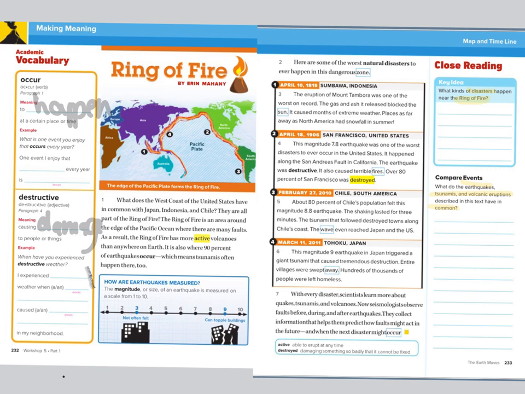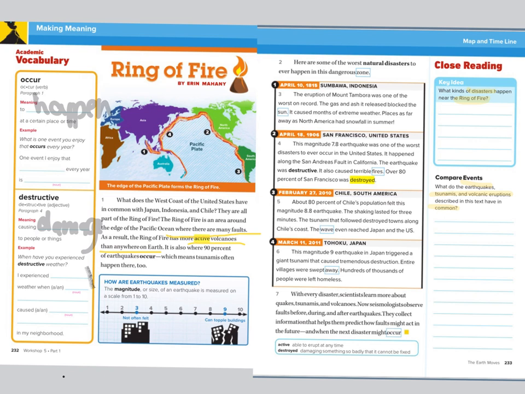Now, we can find that answer in paragraph 1, where it states that the Ring of Fire has more active volcanoes than anywhere on the Earth, and that is because this is the area where there are many faults. At this time, you can stop the video and write a complete sentence by restating the question and using the information that we just underlined in paragraph 1.